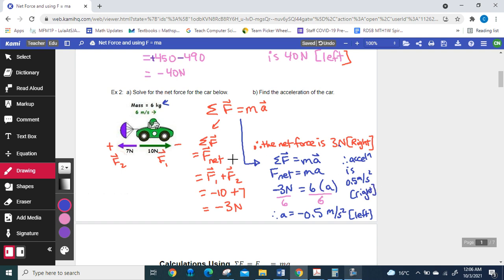Notice how my net force and my acceleration are both in the same direction. This is very important. F net and acceleration are in the same direction. Okay, that's pretty key. Very important. Same direction. Okay, let's do some more.